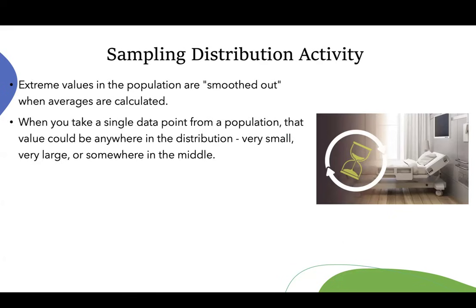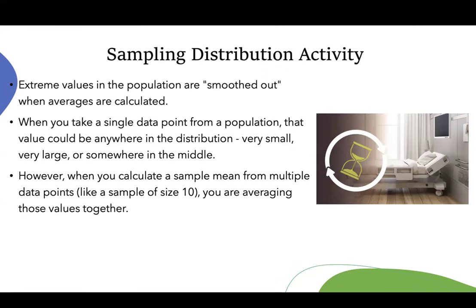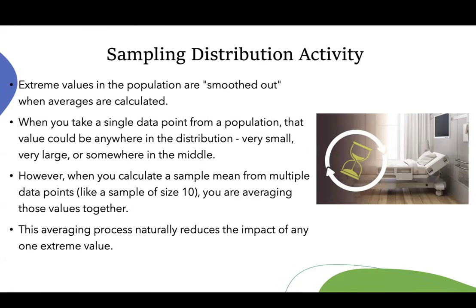So think about this. When you take a single point, a data value from a population, it could be anywhere in that population. It could be very small, it could be very large, it could be somewhere in the middle. We know by the looks of the population, it's probably closer to the left because most of the data is closer to the left, but it could be anywhere. When you do that 10 times and you calculate the sample mean from 10 of those data points, you average those values together, and the averaging process naturally reduces the impact of any one extreme value.